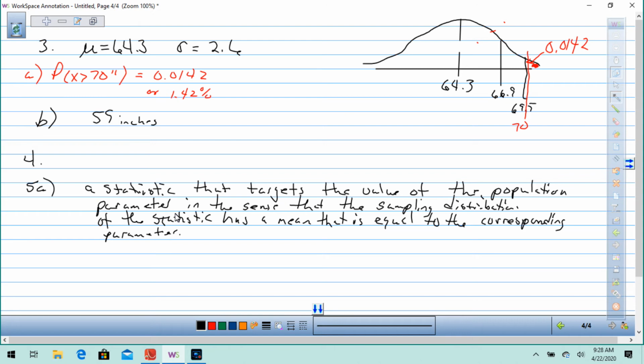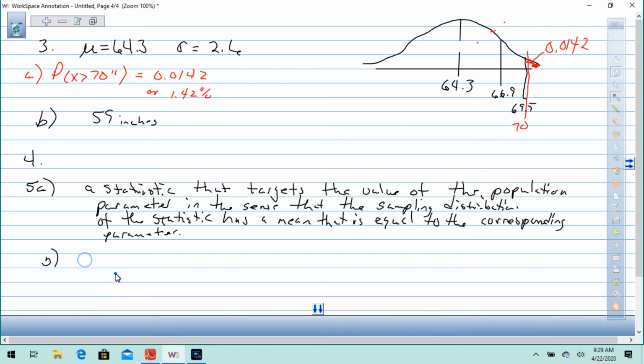a statistic that targets the value of the population parameter in the sense that the sampling distribution of the statistic has a mean that is equal to the corresponding parameter. For the following statistics, identify those that are unbiased estimators: mean, median, range, variance, and proportion. Well, the mean does.